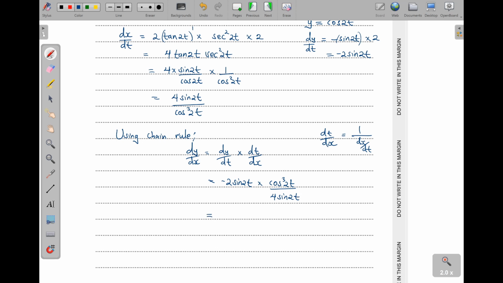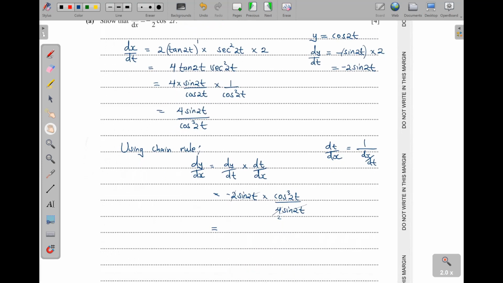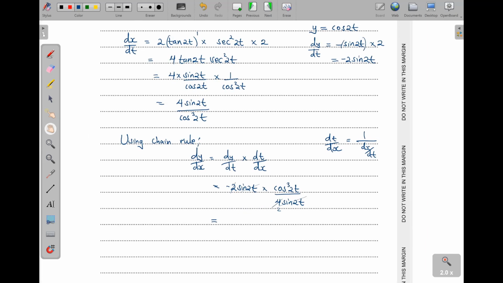So here we shall have, of course, the 2 reduces this one to 2, and then this one here will go with this. And our answer will actually be what they have told us to find. It's negative a half cos cubed 2t. Okay, that is our dy/dx.